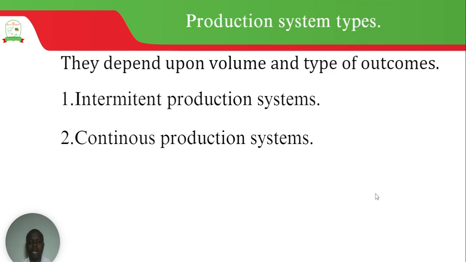We have different production systems within an organization. And when we are looking at these particular systems, we are looking at them at the concept of the volume and types of outcomes that we are expecting these systems to be able to execute. Number one is intermittent production systems, and the other one is continuous production systems.